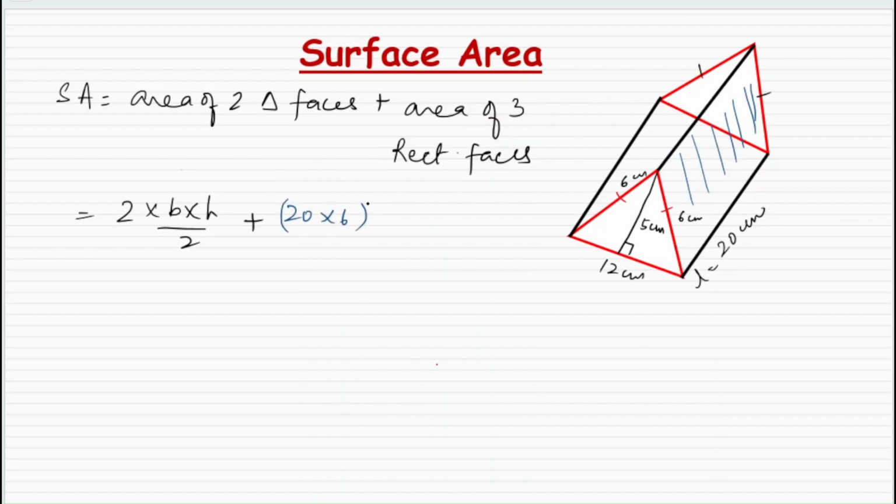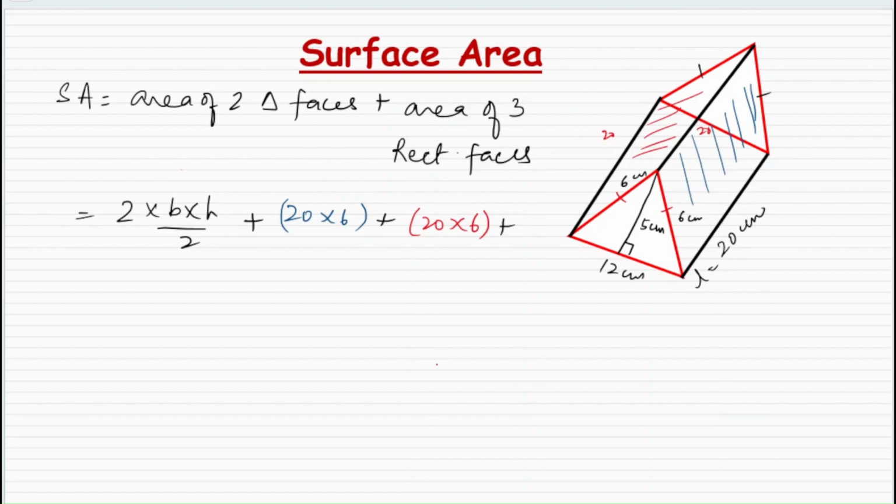Plus, for the next one, for this side one, the two sides are again 20 because the length is 20. So this is 20 and the side is 6. So again, this is 20 times 6. What is left? The bottom, the base one.